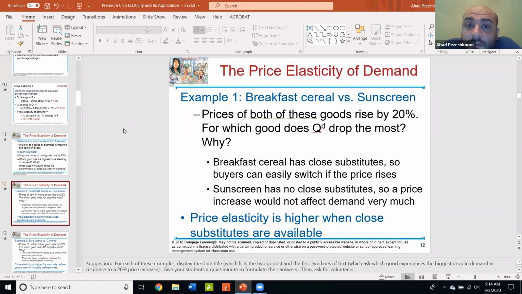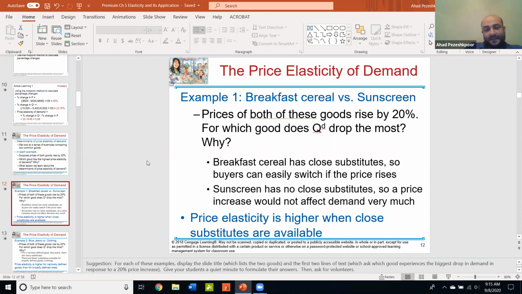Sunscreen, on the other hand, is sunscreen. When I go to the beach, I have to put on some sunscreen because otherwise I'll get sunburned. And there is no close substitute. The only substitute I can think of is carrying an umbrella all over the place with me, which is not really convenient. I want to be able to walk around, to swim, to do whatever I want. So sunscreen has no close substitute, and a price increase would not affect the quantity demanded that much. People will still have to buy it because there is no substitute for it.